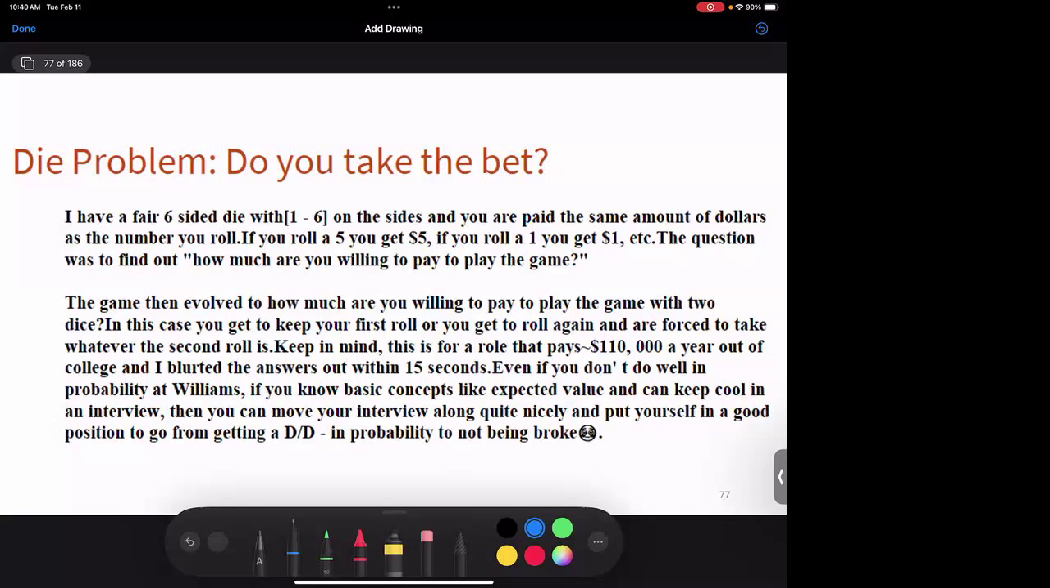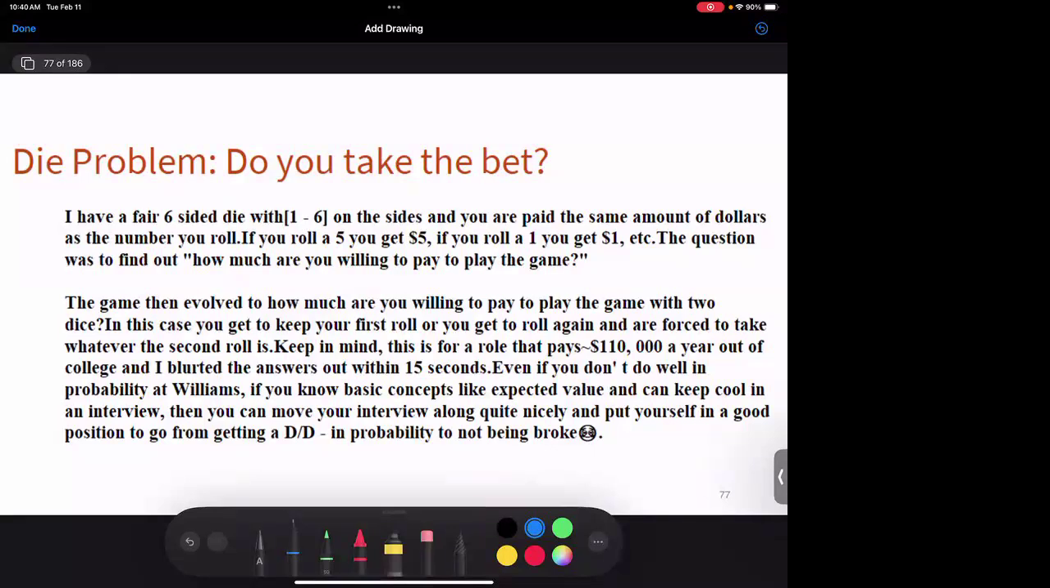Yeah, I mean, the average value is going to be 3.5. The 1 and the 6, the 2 and the 5, the 3 and the 4, they all average 3.5. So you would expect to get $3.5. So if you pay $3.5, you should be indifferent. If you can play the game for less than 3.5, then you would expect to make money if you play it a lot.